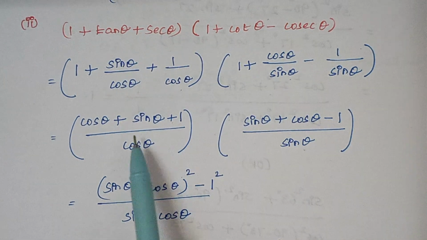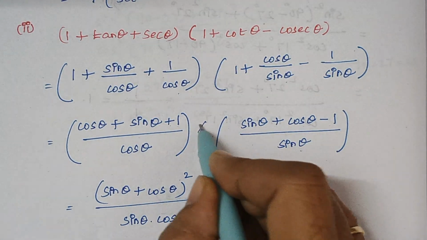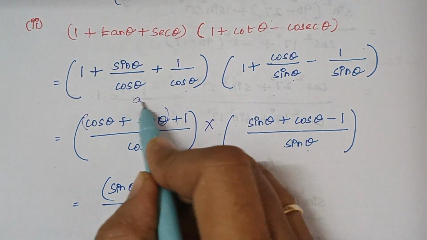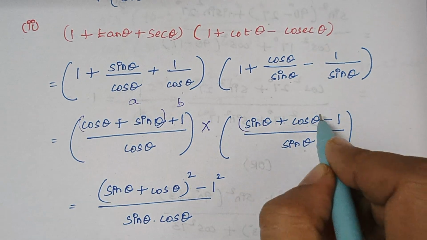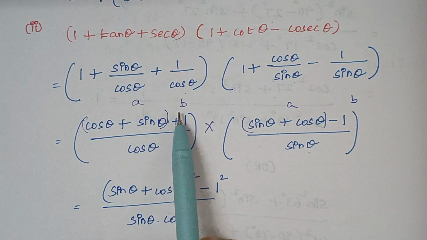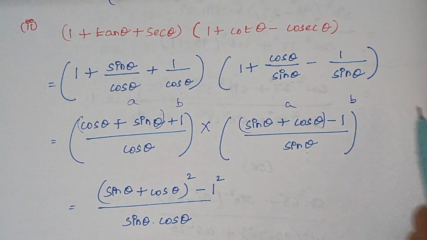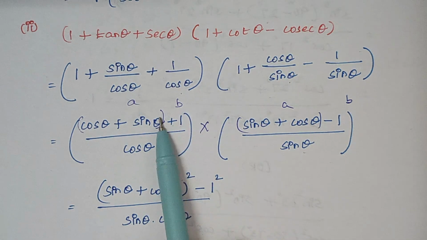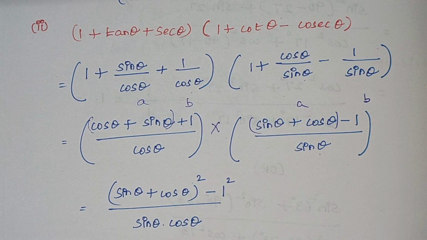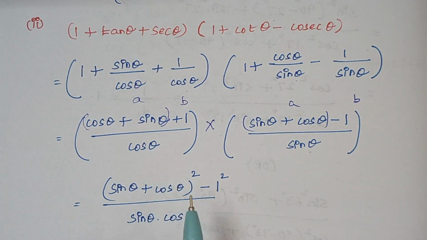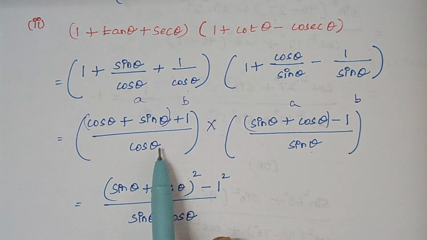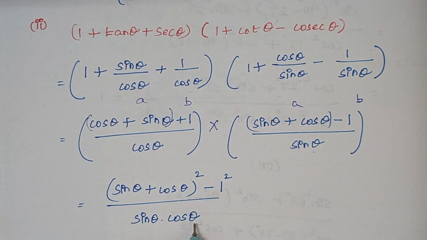Right. So when you observe carefully, we are going to multiply these two terms. We are taking this part as A and this as B, and again here this as A and this as B. So here it is A plus B and here it is A minus B. So A plus B into A minus B becomes A square minus B square. So A square means (cos theta plus sin theta) whole square minus B square means 1 square, divided by cos theta into sin theta.